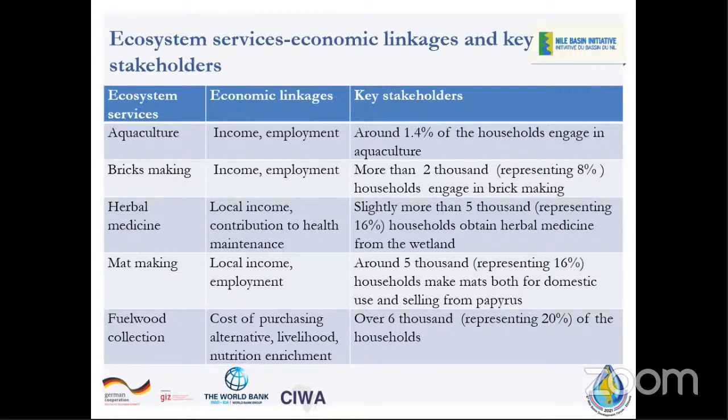Then we have herbal medicine. A number of plants are used to provide medication in the local community. And 16% of households reported that they either administer herbal medicine or depend on herbal medicine from herbalists, drawn from the wetland. Mat making was also an economic activity and ecosystem service in this case, which people depended on in terms of local income and employment. Then 16% of the households reported that they engaged in and benefit from mat making from the wetland.